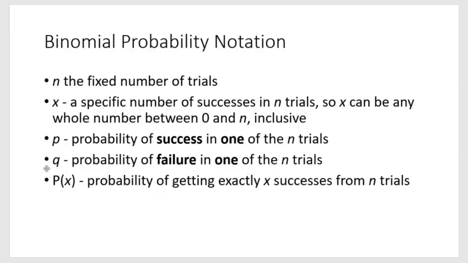Q is the probability of failure. So a lot of times you can just find Q by doing 1 minus P. If they tell you the probability of something happening is 25%, then the probability of it not happening is 75%. So we can just subtract there. P of X is the probability of getting exactly X successes from N trials.